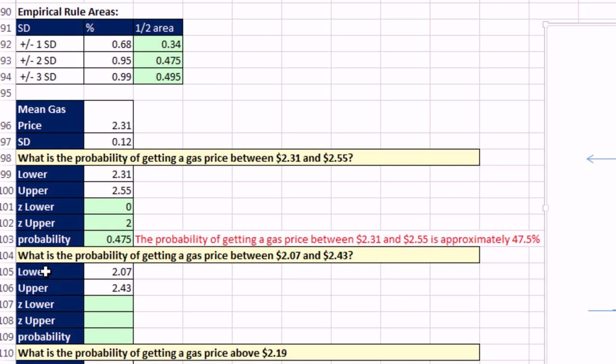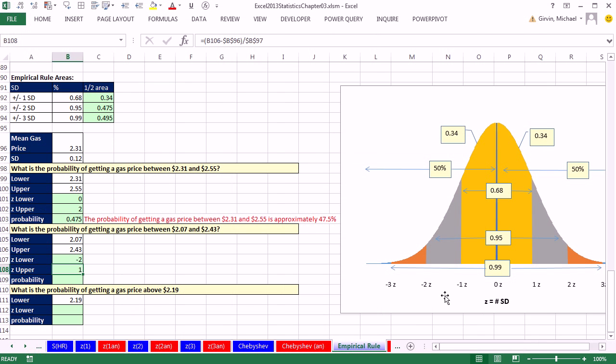All right, so now the question is, what is the probability of getting a price between $2.07 and $2.43? I'm going to click down here, but I'm going to come up here because I already created the smart formulas with relative and absolute. Control C and Control V. So here I can see there's a particular value. Subtract the mean, divide by the standard deviation. And same here. Boom, $2.43. Subtract that $2.31, divide by the 12, and it gives me a plus 1. So now I need to calculate the area, or the probability, between -2 and 1. Oh, there's -2 and 1.